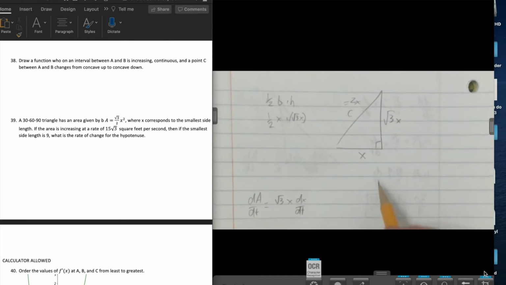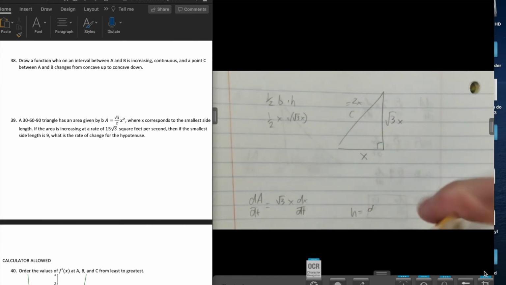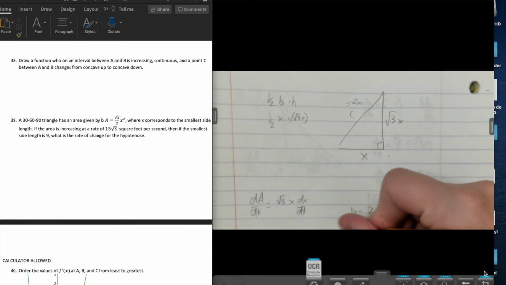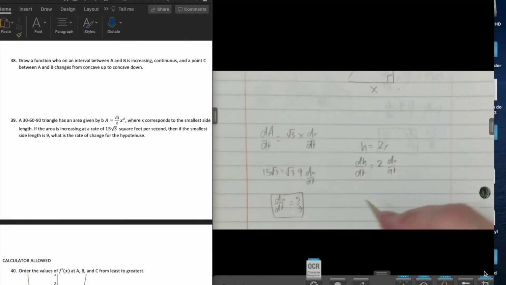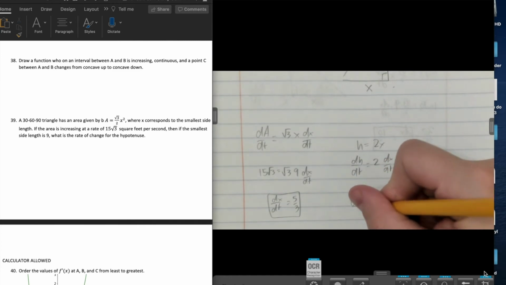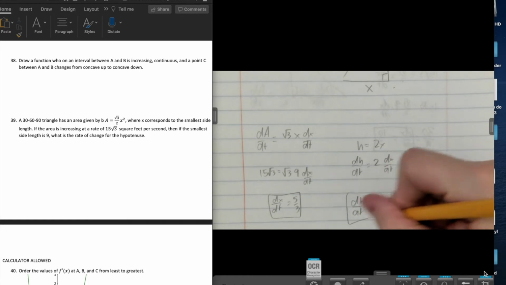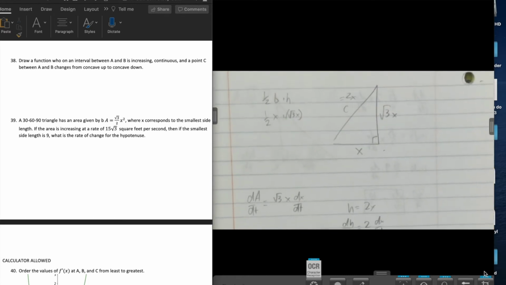All right, so now I know what dx/dt is, and we want to know what the rate of change is for the hypotenuse. Well, the hypotenuse is given by 2x, and so if h is 2x, then dh/dt, when we differentiate this, is just going to be 2 dx/dt, and we have dx/dt, so dh/dt is 10 over 3.